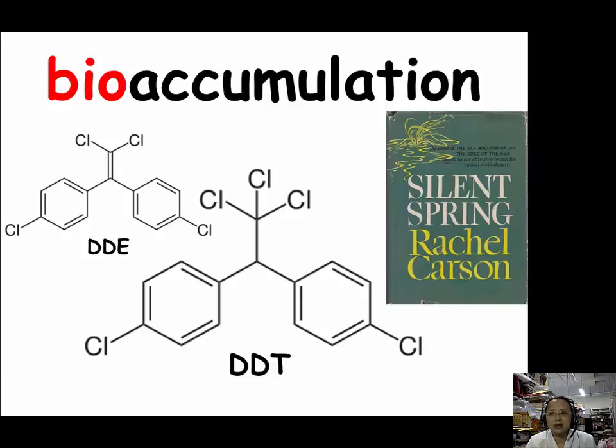In the United States, the Centers for Disease Control took blood samples, and they found that these chemicals can be detected in almost all human blood samples as of 2005. So bioaccumulation is one thing that we should keep in mind for some of those chemicals before we use them.